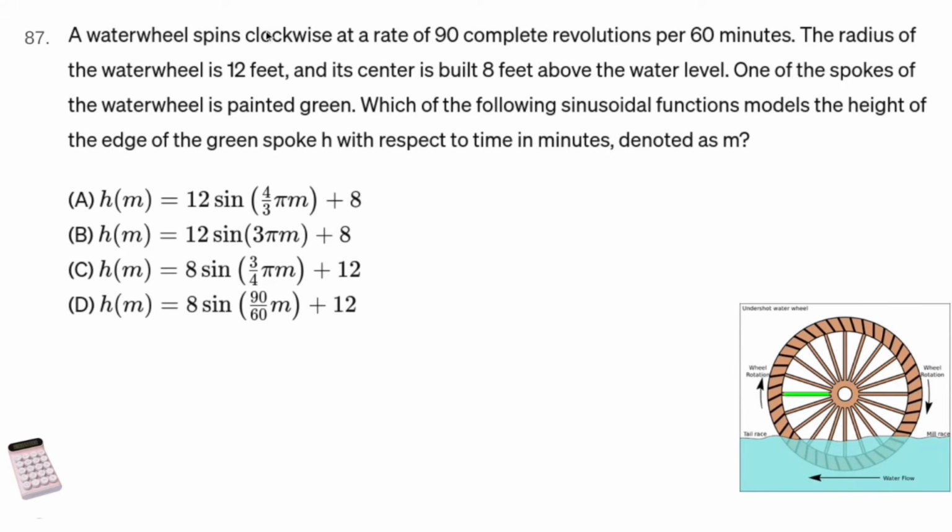A water wheel spins clockwise at a rate of 90 complete revolutions per 60 minutes. The radius of the water wheel is 12 feet. The center is built 8 feet above water level. One of the spokes of the water wheel is painted green. Which of the following sinusoidal functions models the height of the edge of the green spoke h with respect to time in minutes denoted as m?